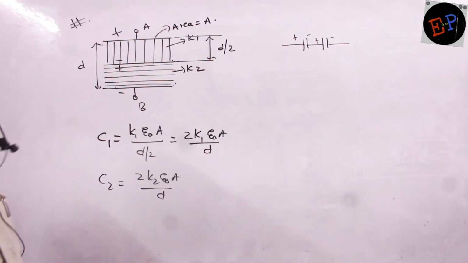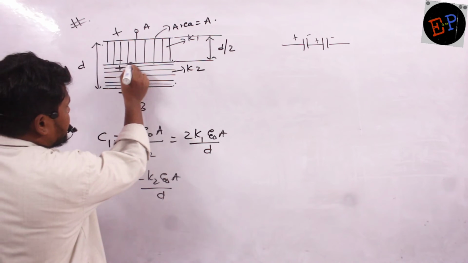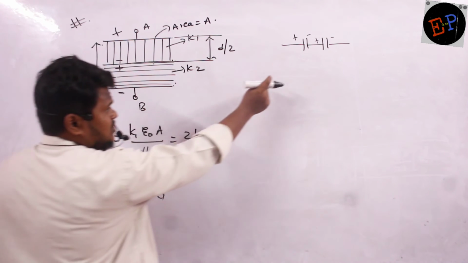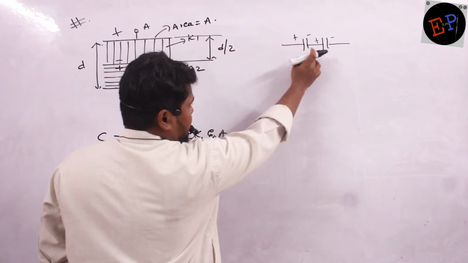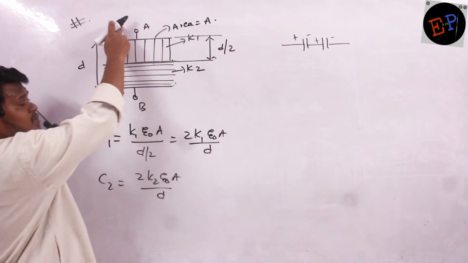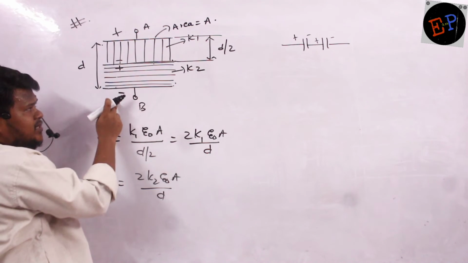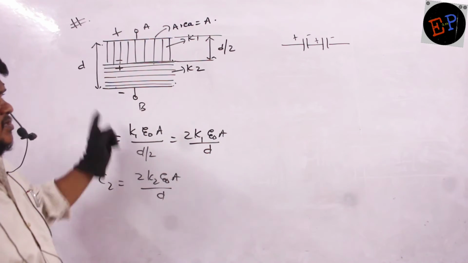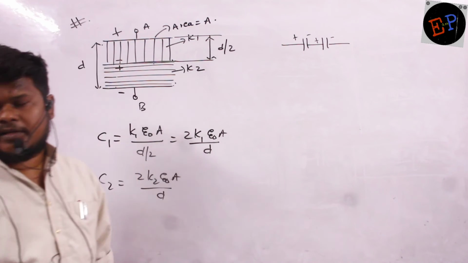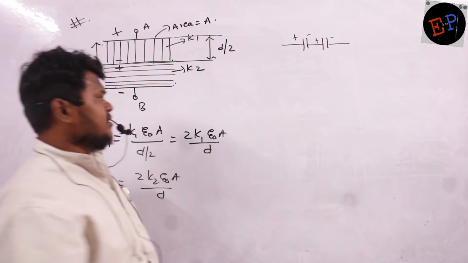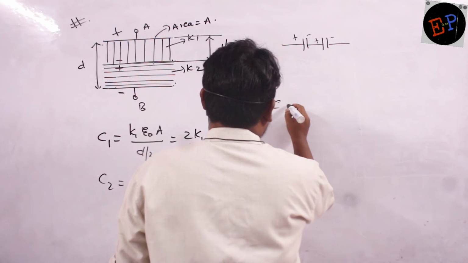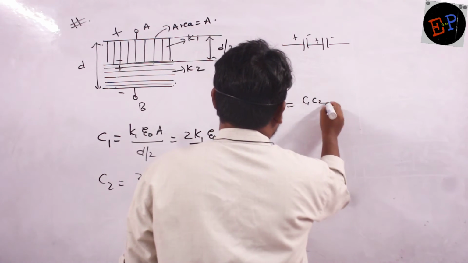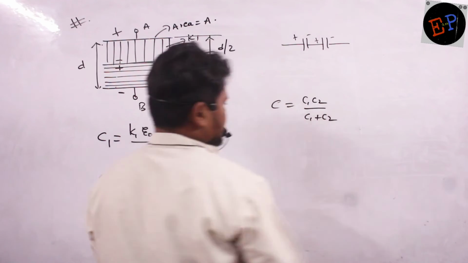That's all, no? If I consider this is the separation present between them, then this is how charges should be present: plus, minus, plus, minus. This is plus, so this should be minus. This is minus, this should be plus. Same type of connection. So definitely I can say they are connected in series connection. So therefore, what is the total equivalent capacitance? C1 C2 divided by C1 plus C2.